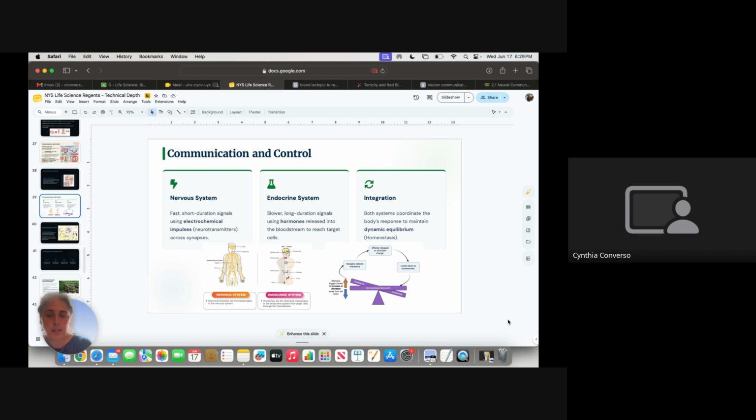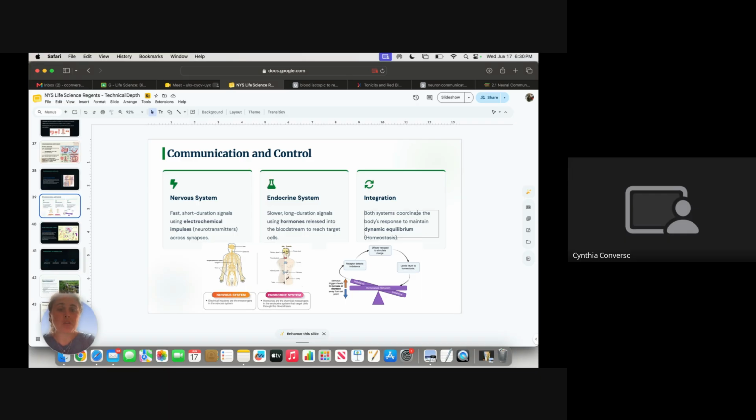The target cell has specific receptors on the cell membrane that can receive the signal. Much like enzymes, receptors have a specific shape that can interact with the specific hormone being released. Antidiuretic hormone, like we just talked about, is transported through the entire circulatory system, but only the kidney has the receptors to receive and respond to that signal. So they are slower, longer duration signals using hormones released into the bloodstream to reach target cells, and that target cell needs a receptor in order to receive that communication.